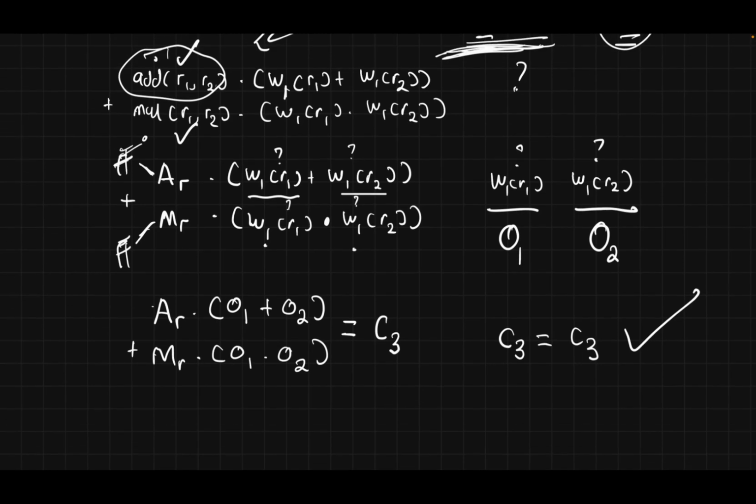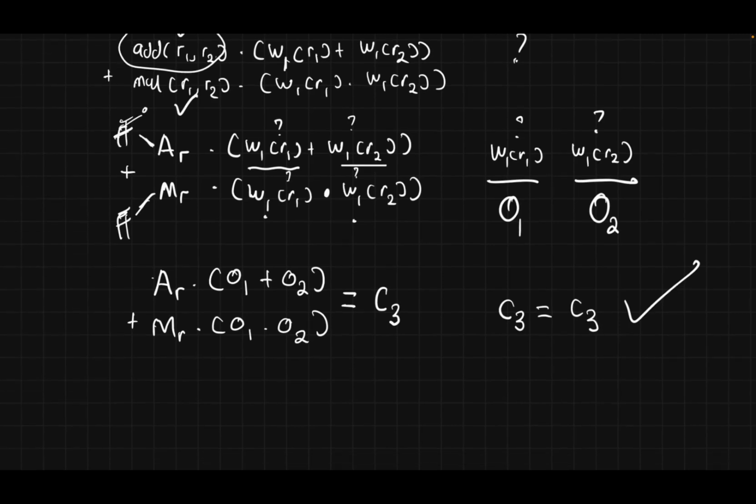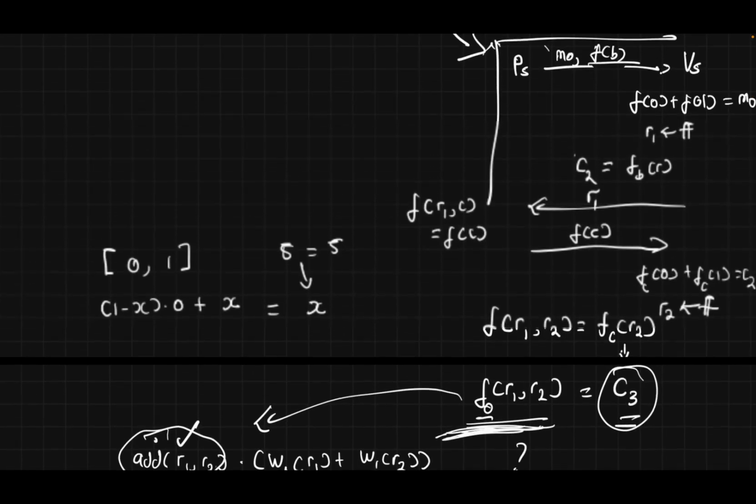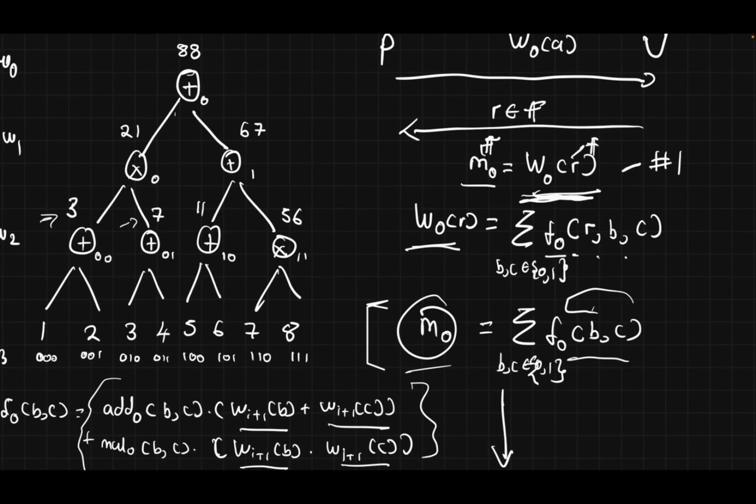Okay. So now, oracle check, right? C3 equals C3. We're good. But then the prover gave us two things that we cannot trust like that. He told us that W1 of R1 is equal to O1 and W1 of R2 is equal to O2. So now it's like we're restarting. At the beginning we had W0 of R is equal to M0. That was the claim.